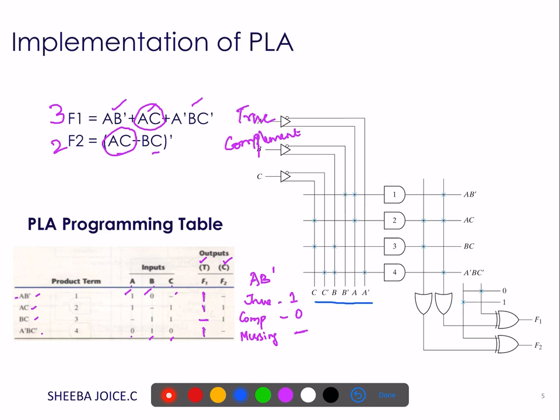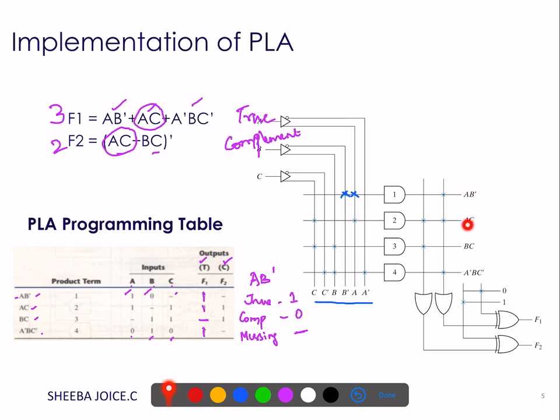So, what are the inputs for the first AND gate? It is AB complement. So, I consider these two cross. Whenever I put a cross mark, it means those inputs are considered. Whenever we do not put a cross mark in this line, it means those lines are not considered. So this is going to be your input to this AND gate, and we get the output as AB complement.